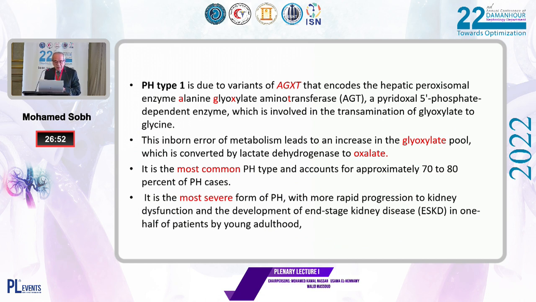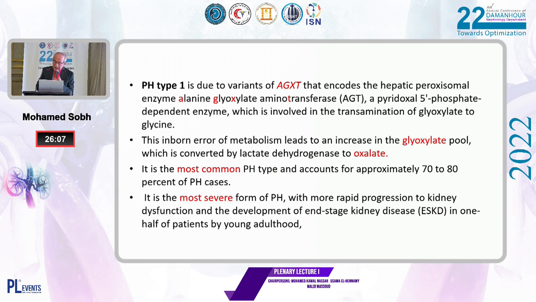If we come to primary hyperoxaluria type 1, it is due to a variant in the AGXT gene that encodes the hepatic peroxisomal enzyme alanine glyoxylate aminotransferase. This is very important: it is a pyridoxal 5-phosphate dependent enzyme, so vitamin B6 can help in some cases of this type 1. It is involved in the transamination of glyoxylate to glycine. This error of metabolism leads to an increase in the glyoxylate pool, which is converted by lactate dehydrogenase into oxalate.